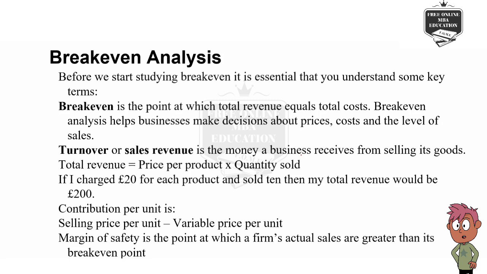Now, another point that we need to understand is the contribution. What is the contribution per unit? Contribution per unit is the selling price per unit. If you want, you can write it down: contribution is equal to selling price per unit minus the variable cost per unit.